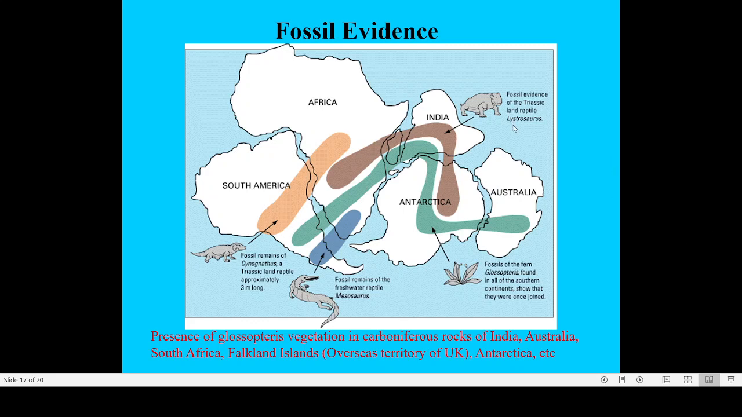Another example is Lystrosaurus. The fossils of Lystrosaurus are present in Antarctica, India, and Africa.